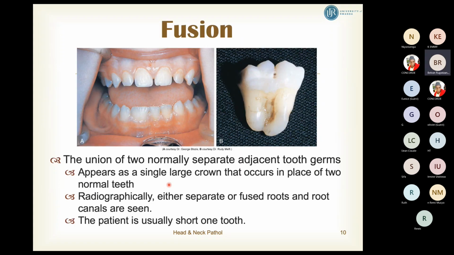So fusion: the teeth join together, it is one of the incisors. So we have four others here, two others here, and then one where two have fused. So the union of two normally separate adjacent tooth germs.